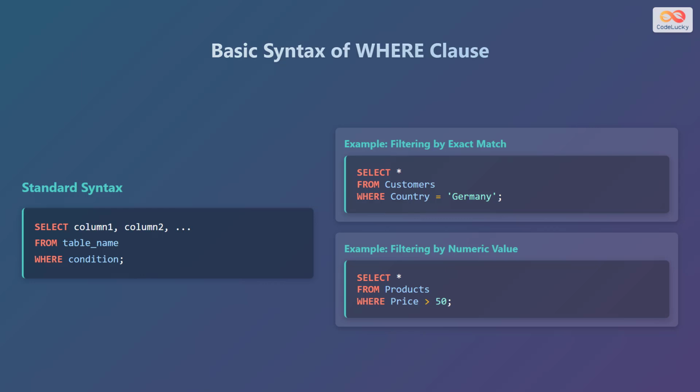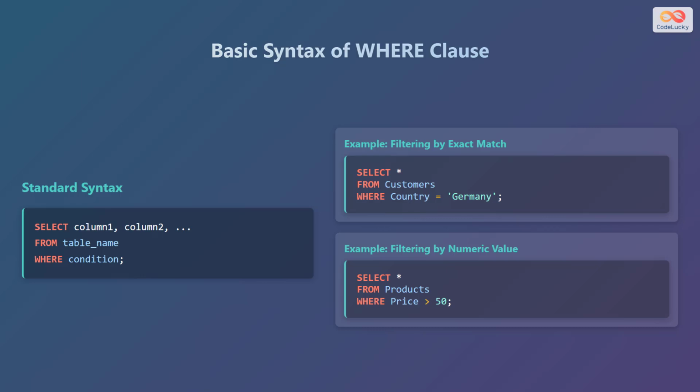First, you write the select statement and specify the columns you want to retrieve. Then, you specify the table from which you want to retrieve the data using the from keyword followed by the table name. Finally, you add the WHERE clause followed by the condition.